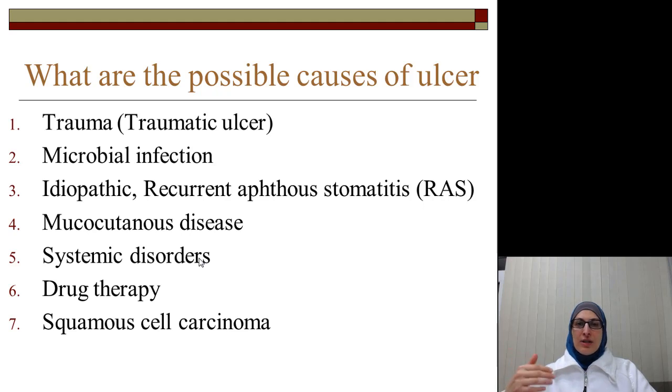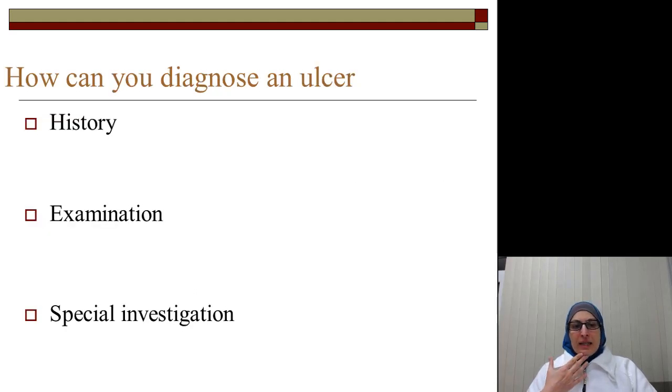So it is actually important to make a diagnosis, to know the underlying cause of this ulcer, so you would know whether to refer the patient and how you are going to manage it. This depends on the correct diagnosis. In this lecture, I will try to help you think about diagnosing an oral ulcer. The three key elements needed to make a diagnosis of an ulcer are proper history, examination, and special investigation.